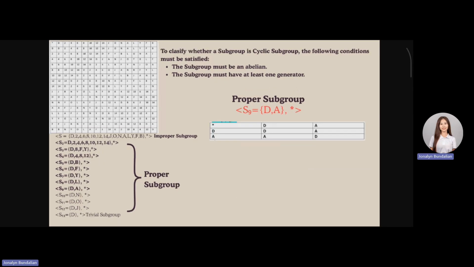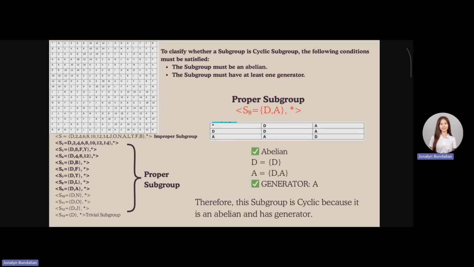So next, for S sub 9 is equal to D and A, we will check if it is abelian and must have at least one generator. So S sub 9, it is abelian. D is equal to D, A is equal to DA, and S sub 9 has generator A. Therefore, this subgroup is cyclic because it is abelian and has a generator.